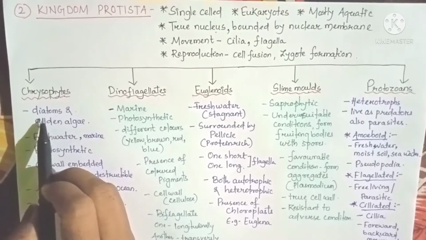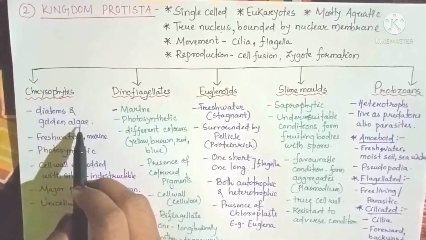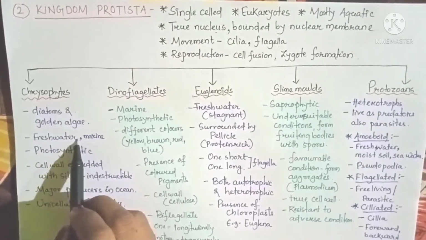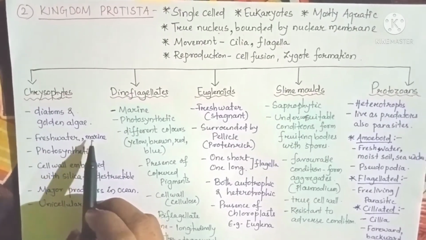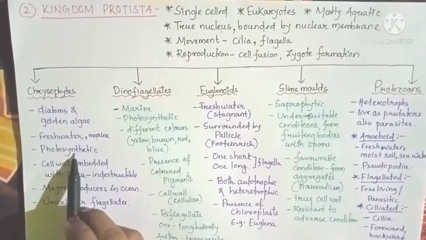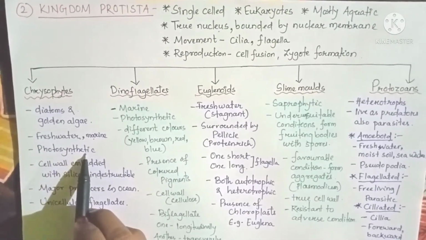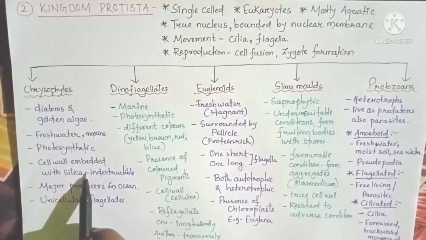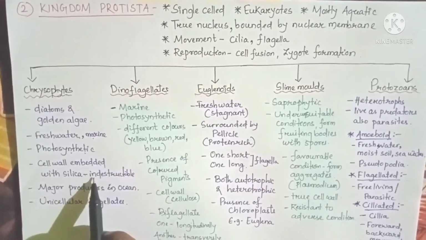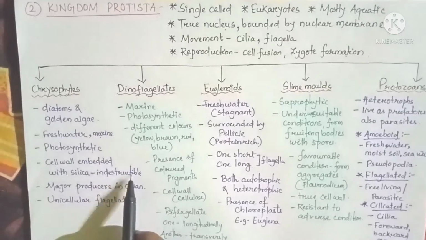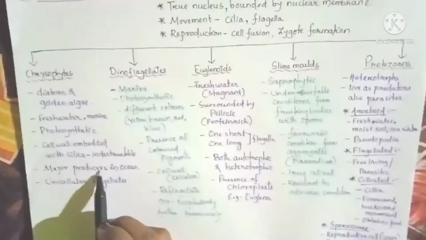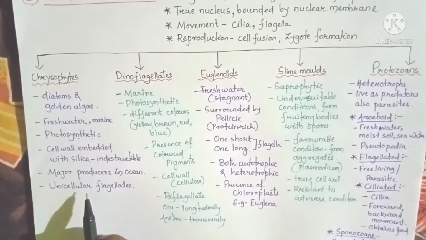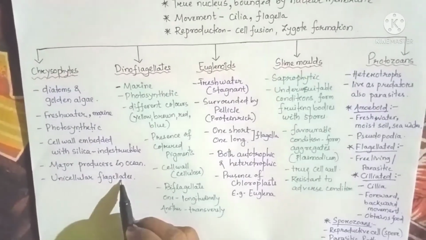Chrysophytes are diatoms and golden algae. They can live in fresh water as well as in marine water. Mostly they are photosynthetic in nature. Their cell wall is embedded with silica and it is indestructible. They are the major producers in the ocean. Mostly they are unicellular flagellates.